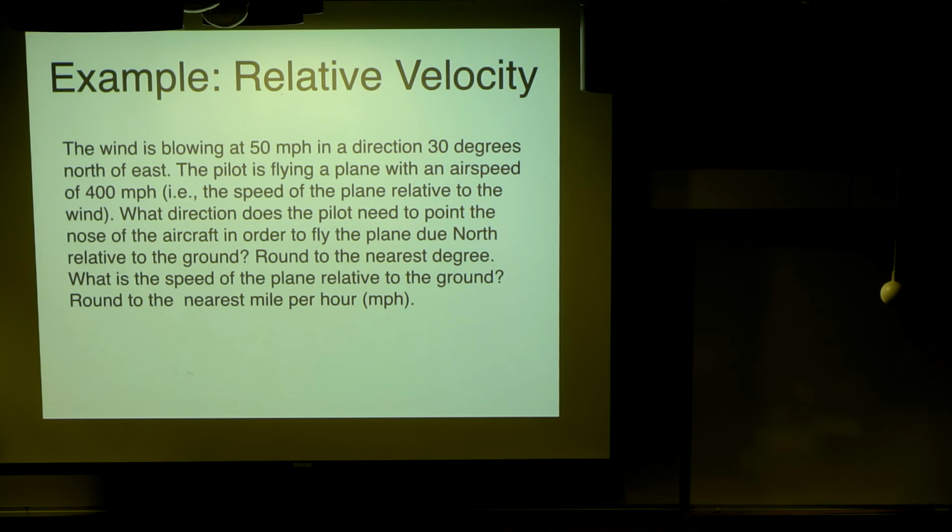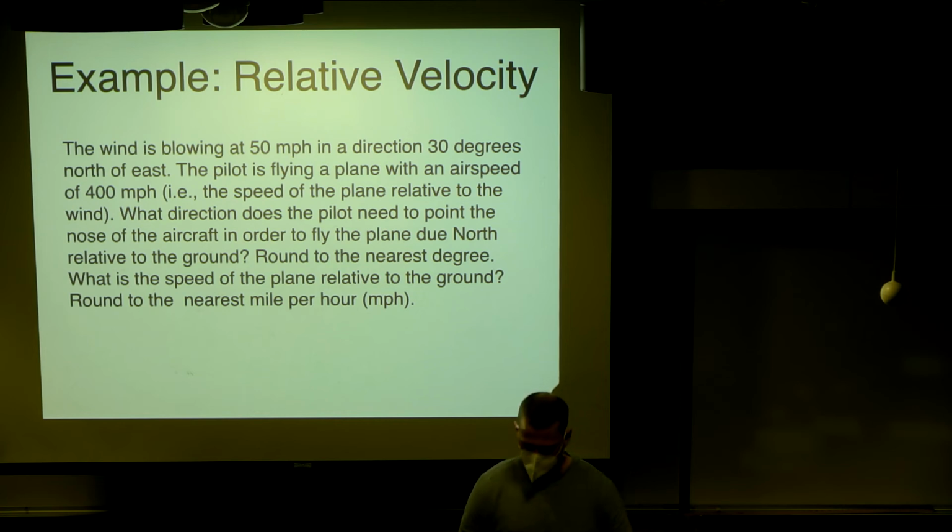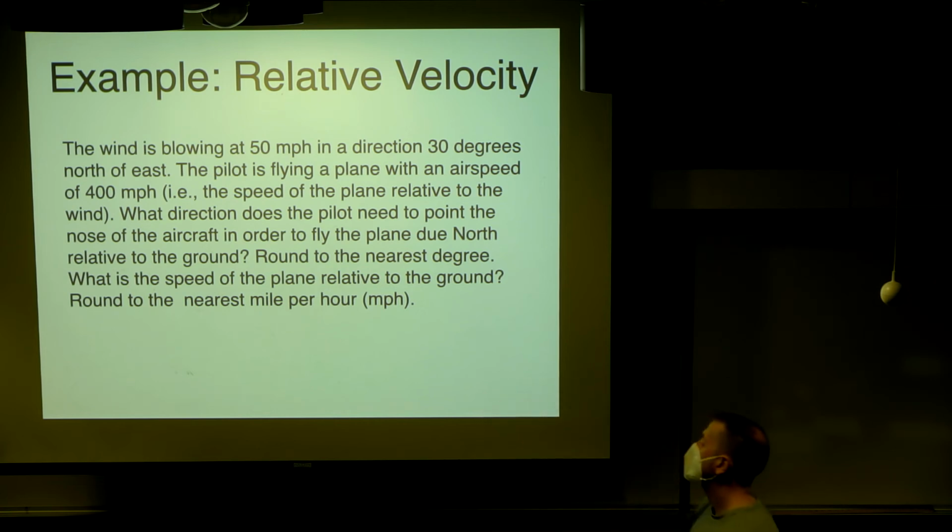Here's the example I wanted to discuss with you. The wind is blowing at 50 miles per hour in a direction 30 degrees north of east. The pilot of a plane is flying with an airspeed of 400 miles per hour. Okay, so when we say airspeed here, we mean the speed of the plane relative to the air, relative to the wind, which is different than the plane relative to the ground, okay?